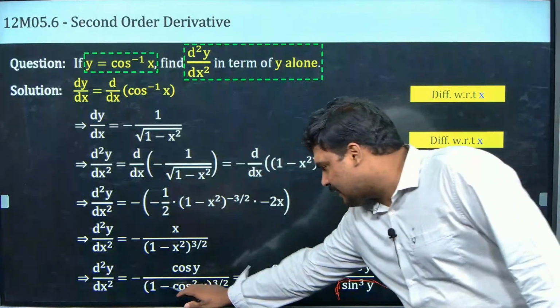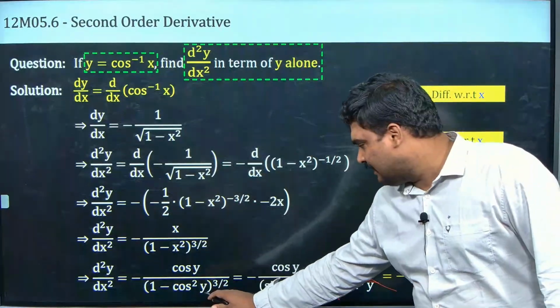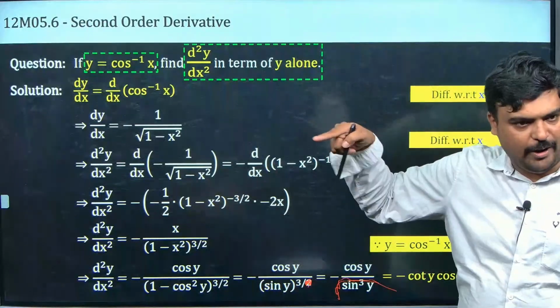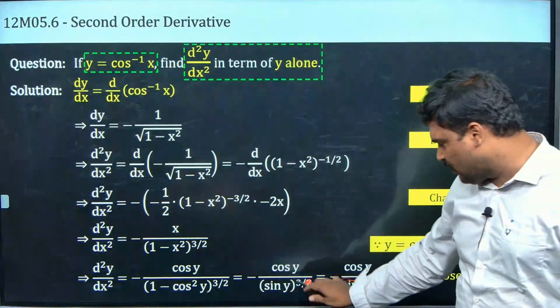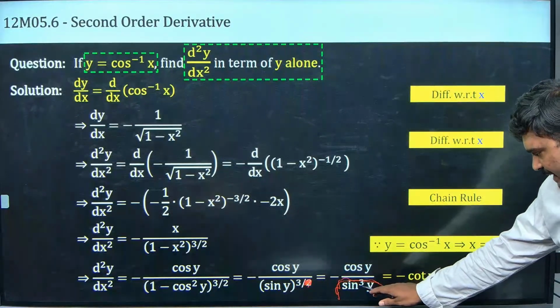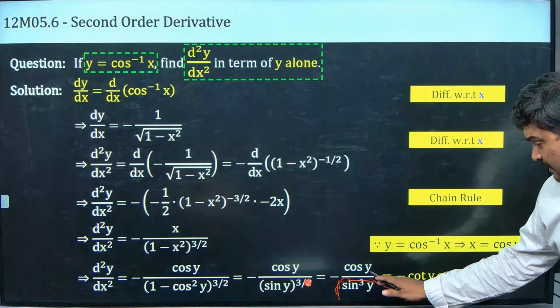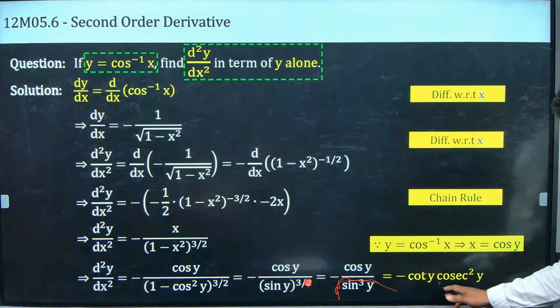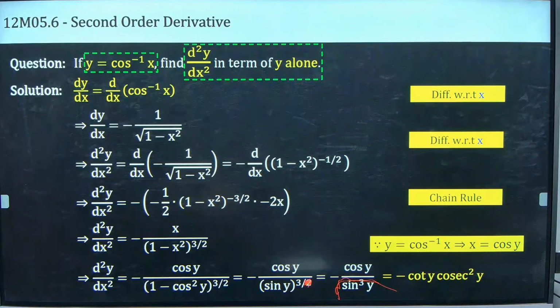புரியலையா? 1 minus cos square will become sin square. That sin square and this square will get cancelled. 1 by 2 தானே இது, 1 by 2 na square root. Square will get cancelled, so sin cube will come. This 2 is extra, that's the problem. Now sin y by cos y by sin y, sin cube இருக்குங்க. So I will take 1 as cot and other 2 as cosecant square. Clear ah? Clear? Okay.